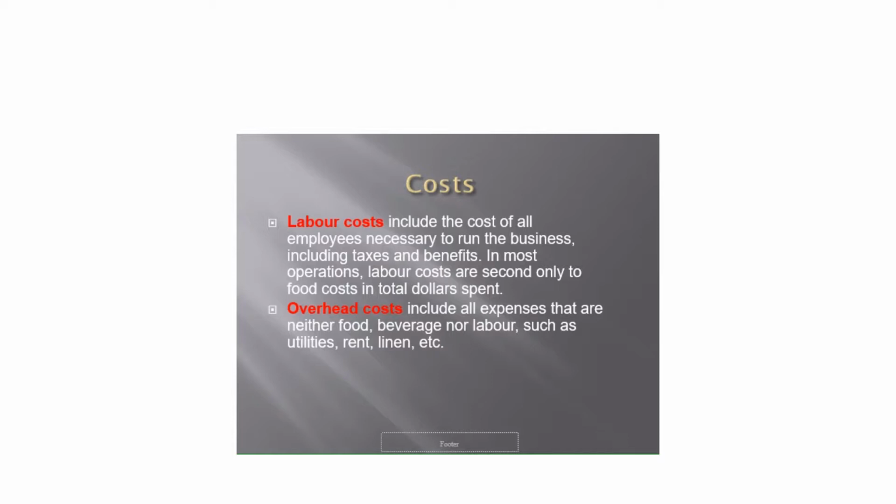Lastly are our overhead costs, and that includes all expenses that are not food, beverage, or labor. We can categorize items such as utilities, rent, and linen as overhead costs. Typically, overhead costs tend to be fixed costs as well, but we'll get into that later on.